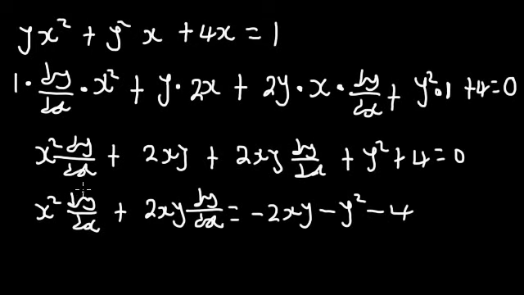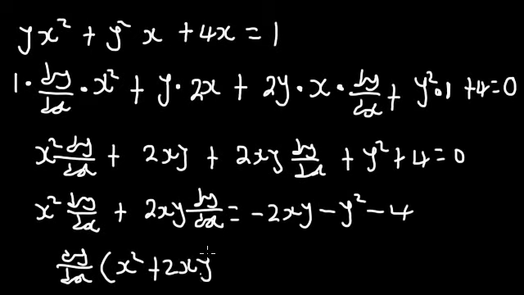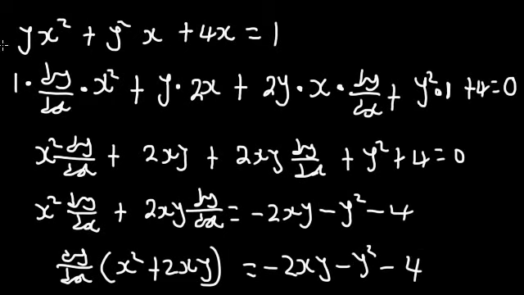So now I can take the dy/dx as a common factor on the left hand side. And we have dy/dx in the bracket of x squared plus 2xy equals negative 2x, negative y squared, negative 4. Perfect.